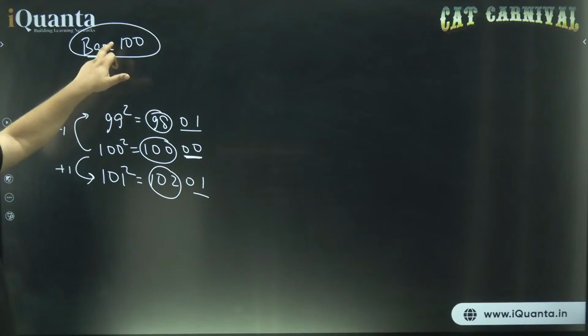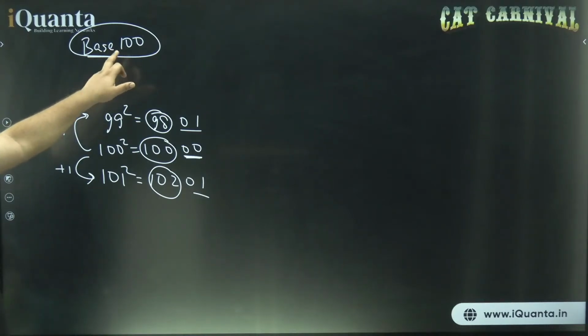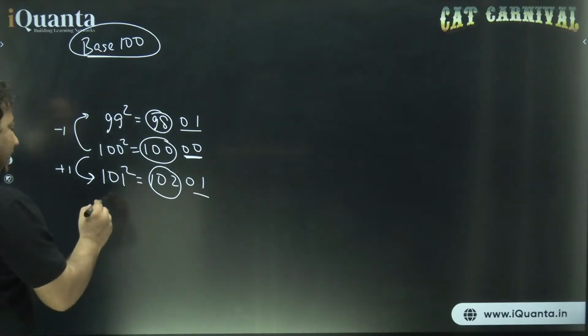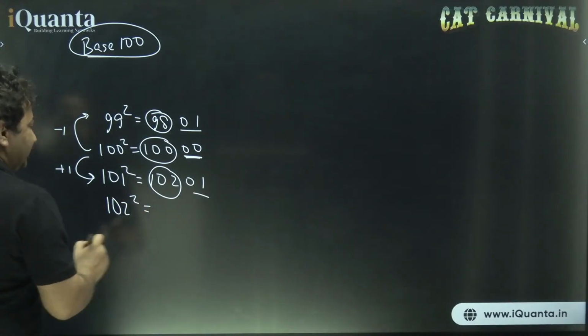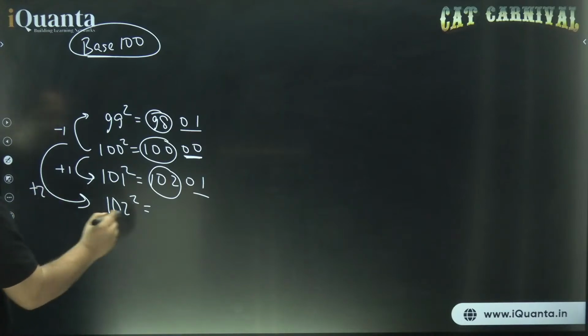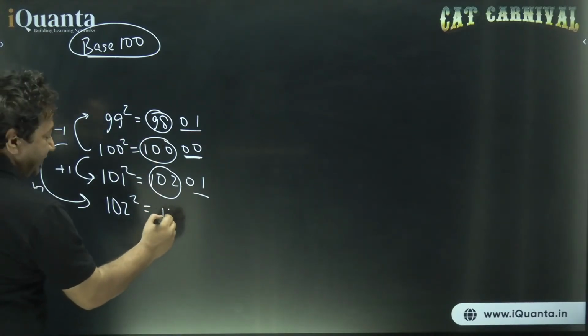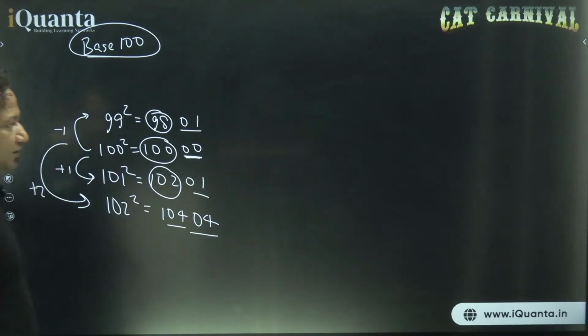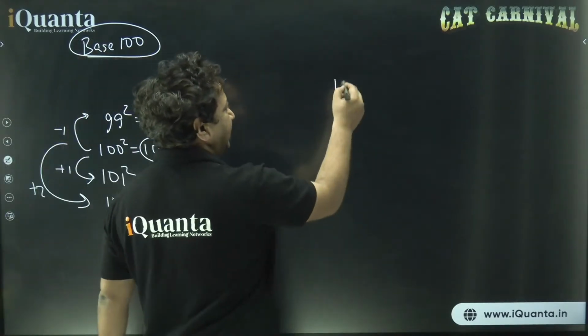Because this is the second multiple, we are adding or subtracting 2, which also means that if I want to calculate the square of 102, this is 2 more. So I will add 4 to 100, that is 104, and the square of 2 is 04. We got the answer. Let me pick a bigger number.